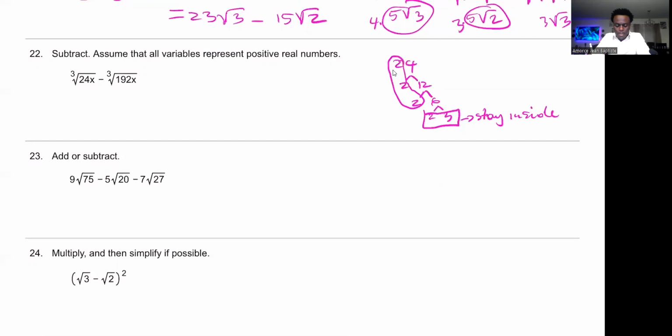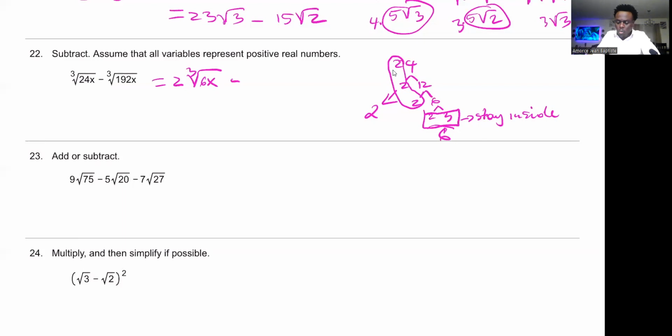So what? In the x, you see the power 1 is smaller than 3. We can't move it, so it's going to stay inside as well. So 6 and x stay inside for the first term, but 2 goes out, because we could make a group of 3 2's, which will send 1 out. So 2 cube root of 6x.